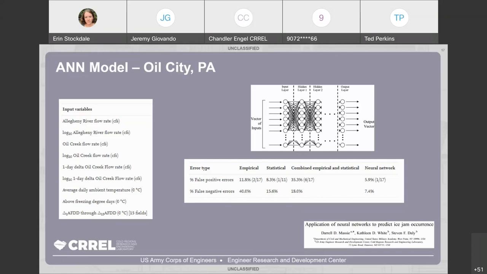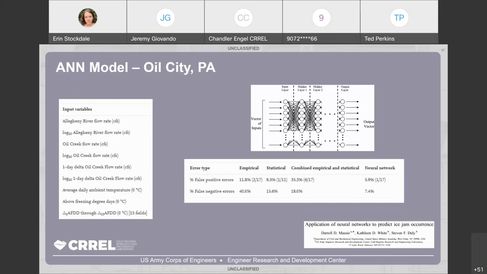And so those were all fed into an artificial neural network. Discussion of what and how artificial neural networks work is a little bit outside the scope of this presentation, but suffice to say they're one option in a large suite of machine learning tools that allow a modeler to relate a potentially long list of input variables to classification outcomes, taking time series of data and relating it to a binary classification of whether an ice jam occurs or not.